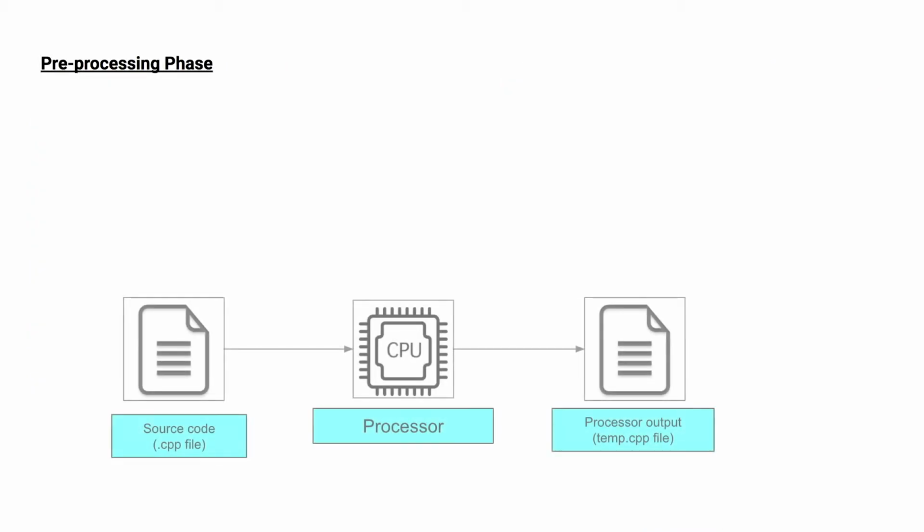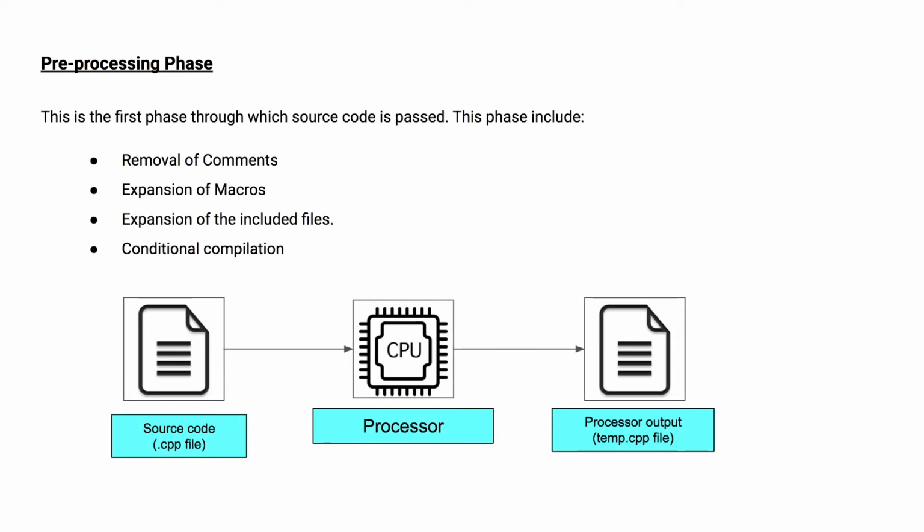Pre-processing phase. In this phase, removal of comments is done, expansion of macros to behave like functions, and expansion of hash include files like stdio.h. The include line is missing. Instead of that, a lot of code is added to our source code because these header files are being included and expanded. Then conditional compilation takes place, which means some portions are ignored. The print statement contains a plus b now in place of this, because all these are expanded in this phase.